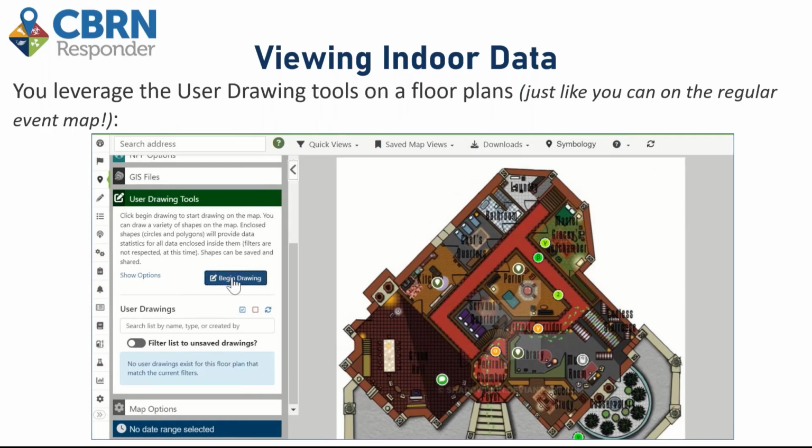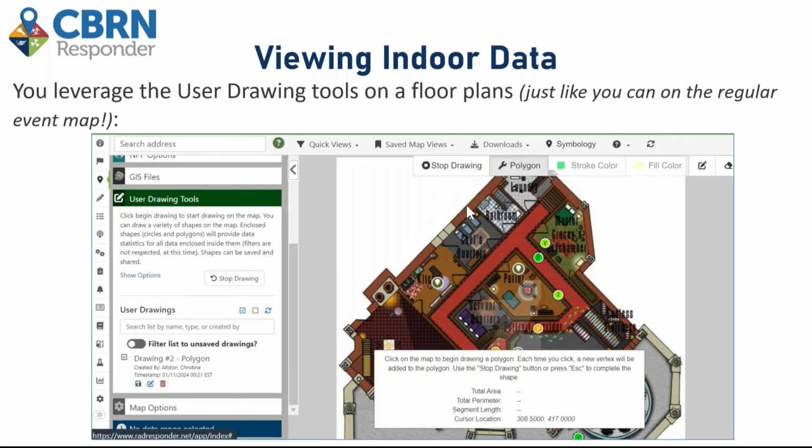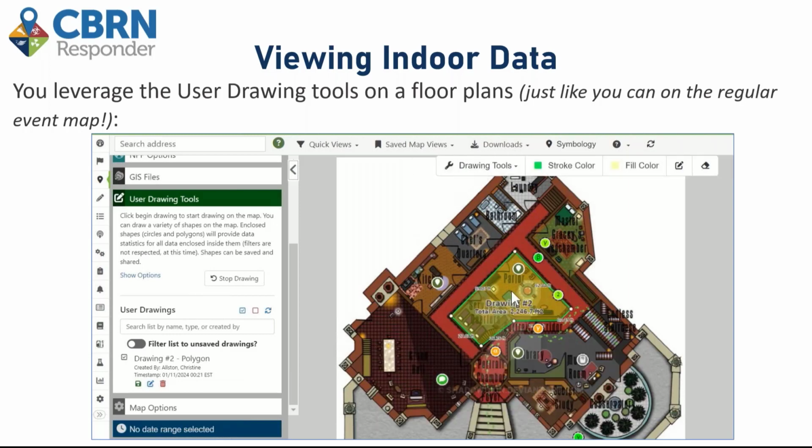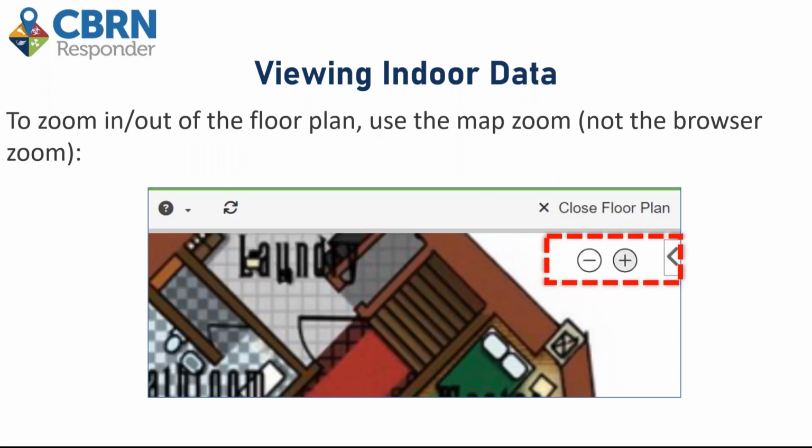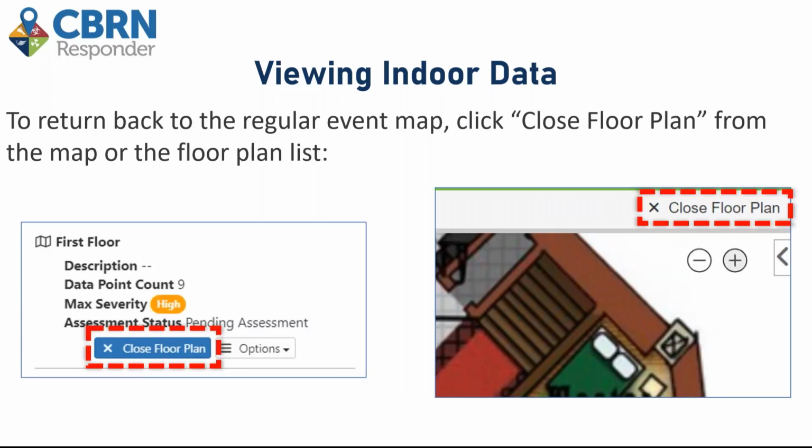And also, just like with the regular event map, you can utilize the drawing tools. So here I'm just drawing a polygon on my floor plan image. And if I do have a scale defined, the total area, perimeter, length is going to be calculated. I can zoom in and out with my floor plan by selecting these plus or minus icons. We do recommend using these buttons instead of zooming your full browser. And then you can simply close out of the floor plan by either selecting the close floor plan from your facilities menu on the left-hand side or just above those zoom in and zoom out icons.